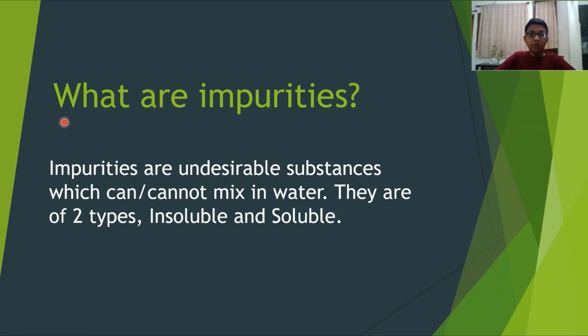First of all, what are impurities? Impurities are undesirable substances which can or cannot mix in water. They are of two types, insoluble and soluble impurities.